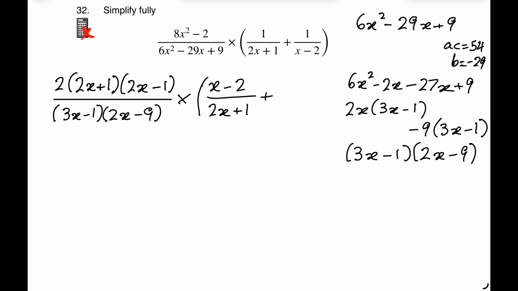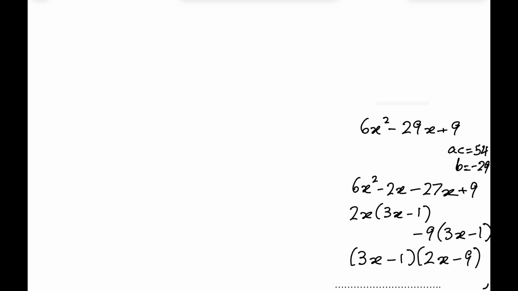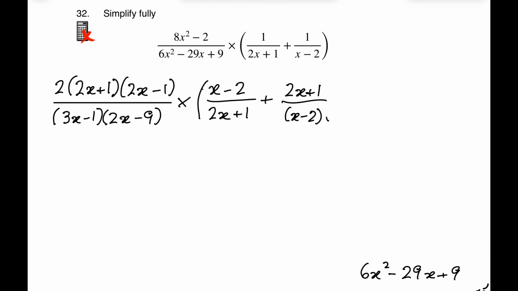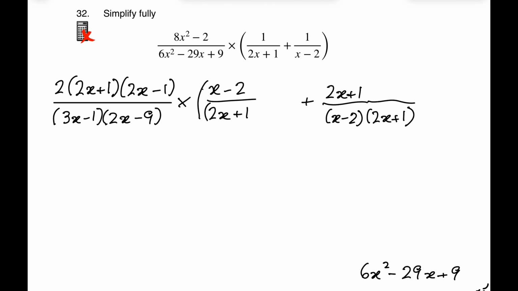2x plus 1 over x minus 2 and 2x plus 1. Again, just running out of space, so move this out of the way. There we go, let's move that downwards. X minus 2, 2x plus 1, there we go. Oh, and I forgot my second bracket in that earlier denominator. Let's make room for that. Minus 2. There we go.